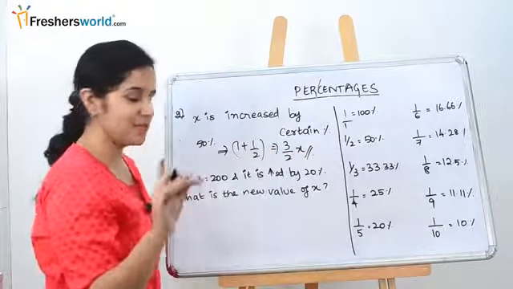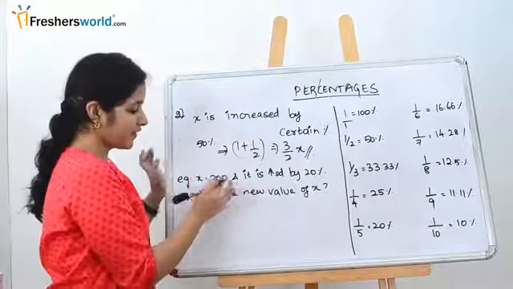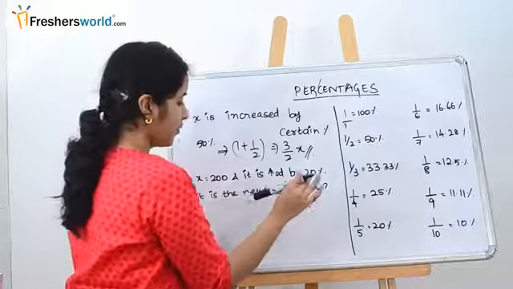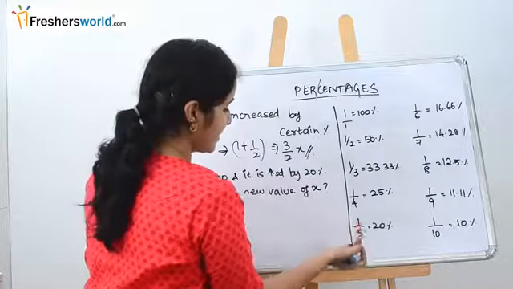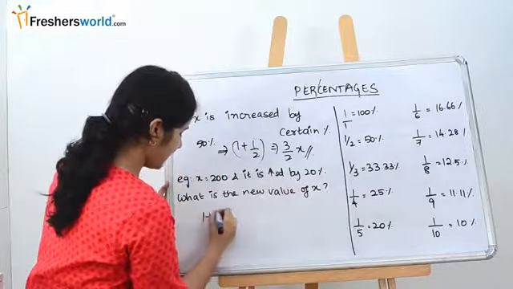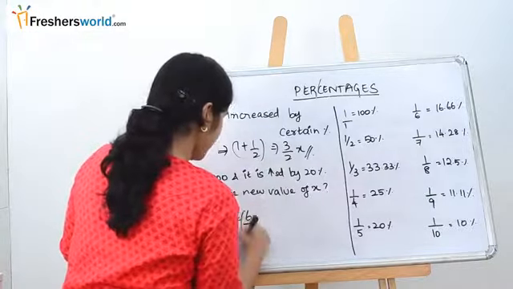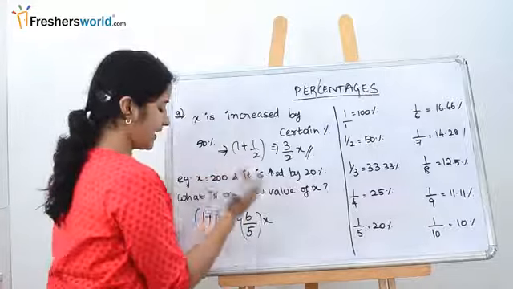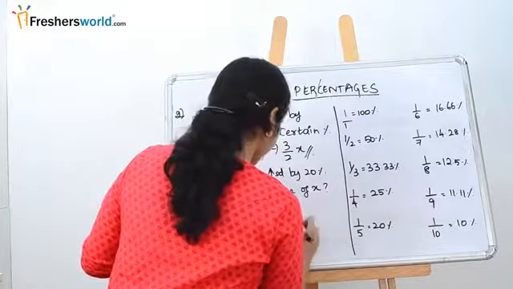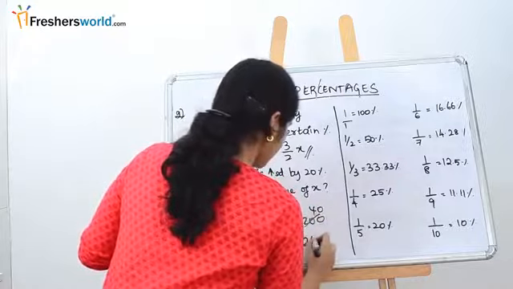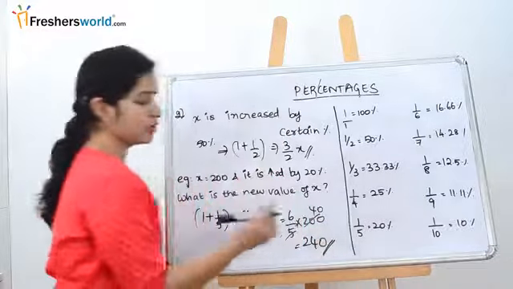Let's understand this concept with a simple example. The x value is given as 200. It is increased by 20%. What is the new value of x? 20% is nothing but 1 by 5. So it's increased by 1 by 5, which is nothing but 6 by 5 of x. We know the value of x is 200. So 6 by 5 into 200 is 240. So the new value of x is nothing but 240.